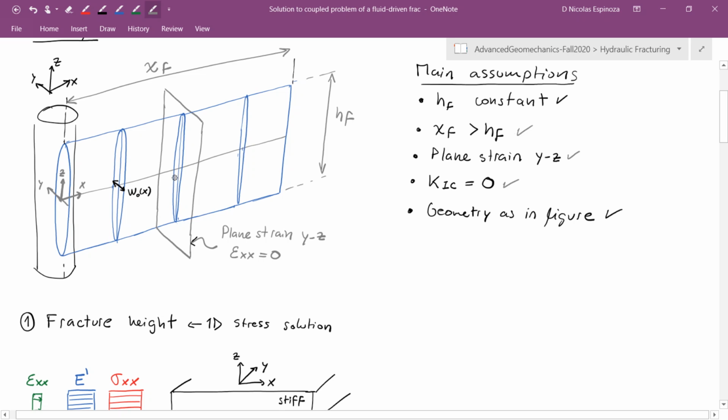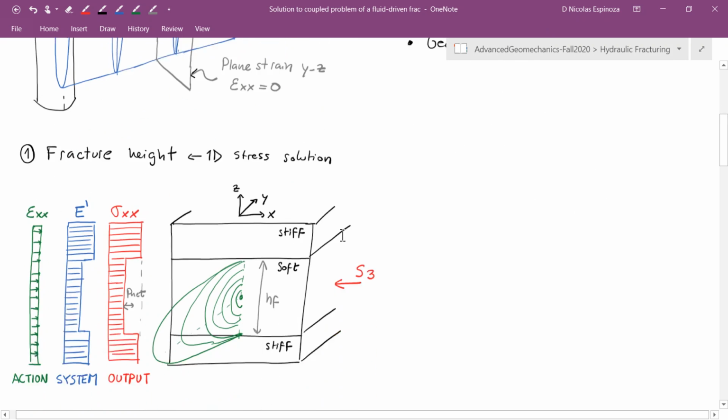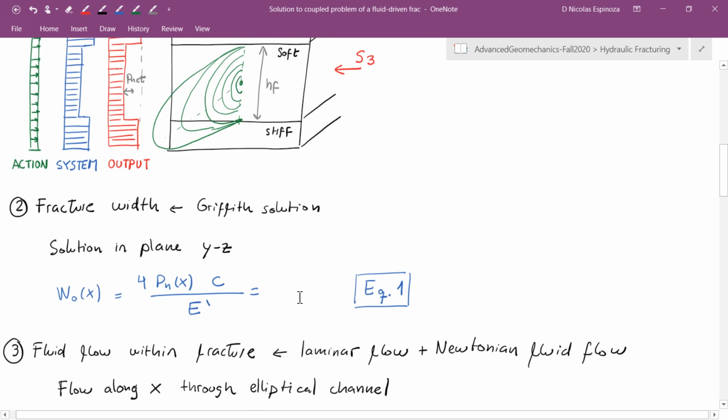The Griffith solution depends on a fracture half length. And that fracture half length, C, in this case, is going to be the fracture height divided by 2. So I can go ahead into this equation now and write that C is going to be the fracture height divided by 2.